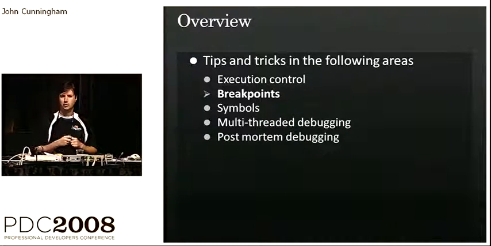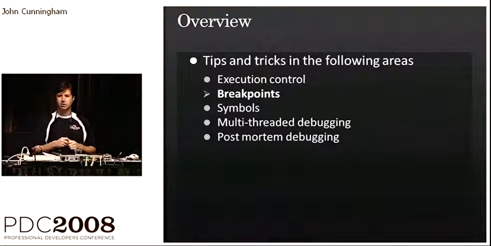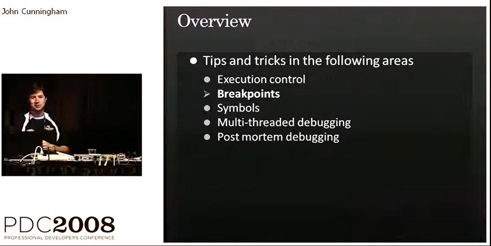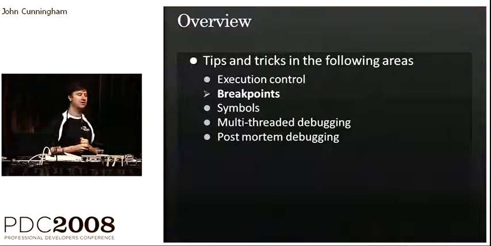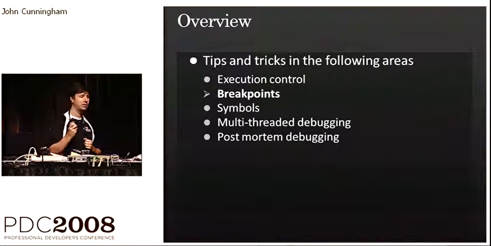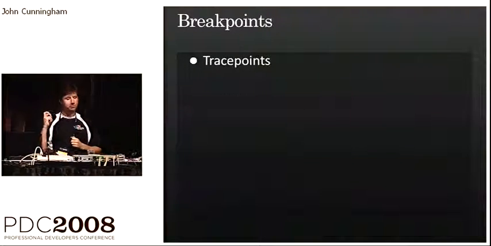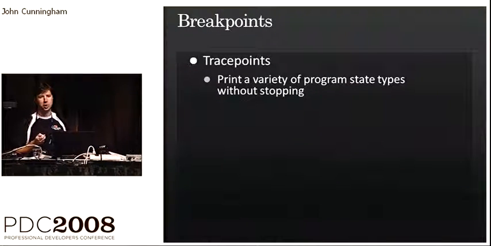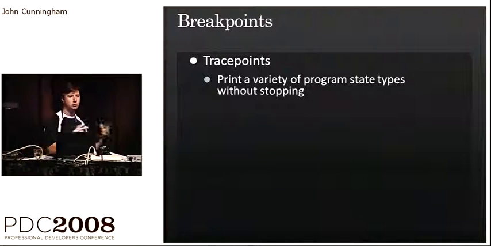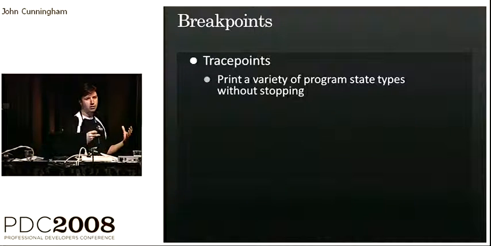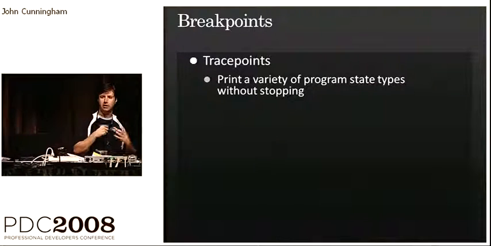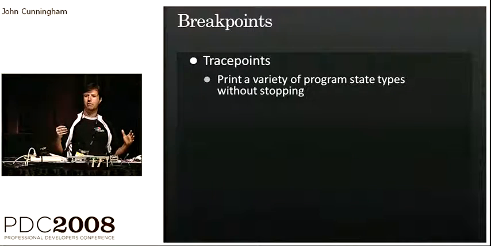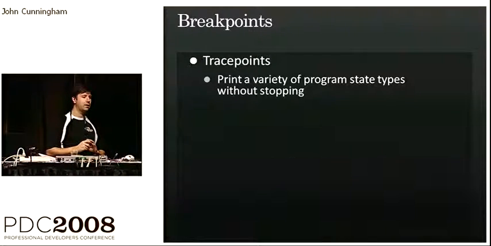Has anybody come across trace points in the debugger so far? OK, so this is going to be new to a bunch of people. It's actually been in the product since 2005, but I don't think a number of people know about it. So what trace points do is let you print a variety of program state types without stopping. You can generate a huge amount of information about your application from correctly placed trace points to understand some of the history about how it's gotten to any particular state.